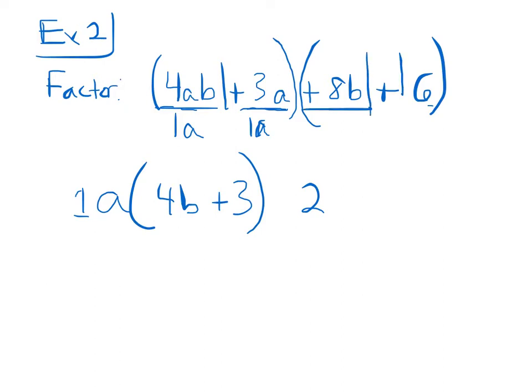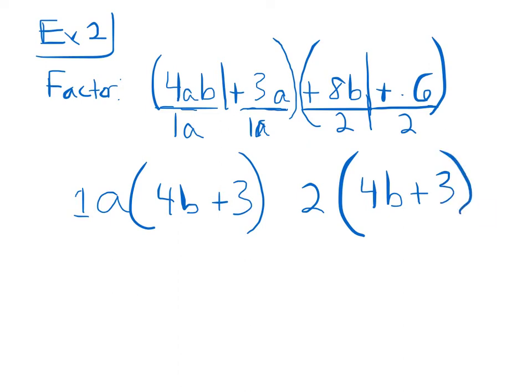Oops, sorry, I shouldn't put that line in. Let me go back and erase that. So I need to factor out a 2 out of each of these. What's left? 8 divided by 2 would be 4. The b is still with it. 6 divided by 2 would be 3.